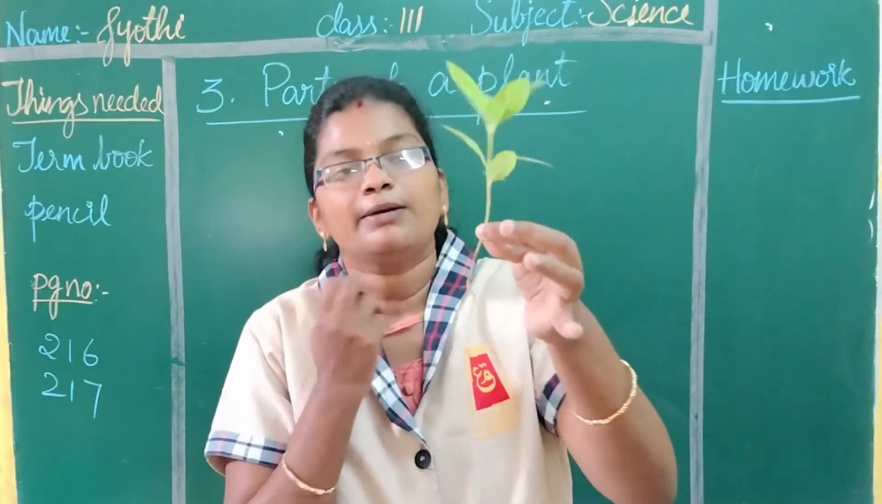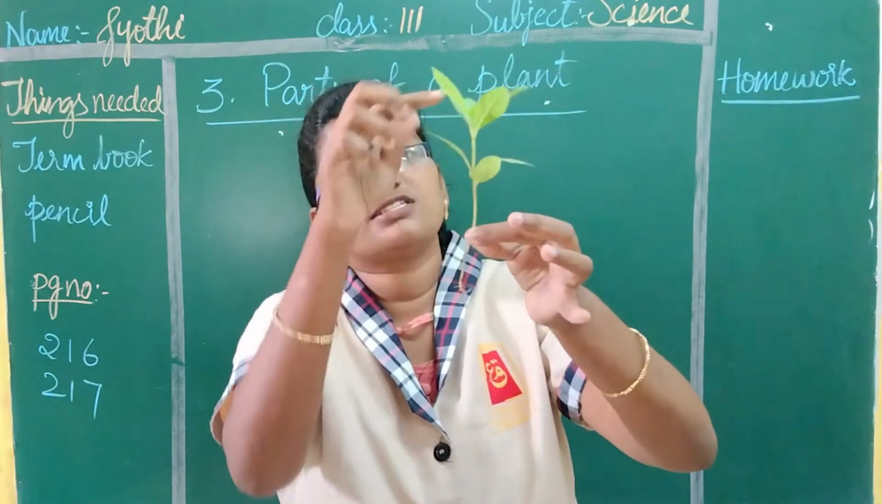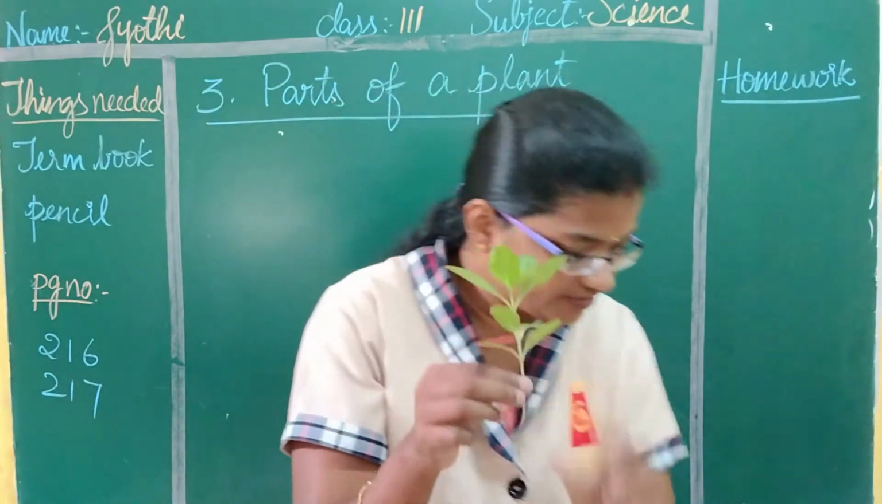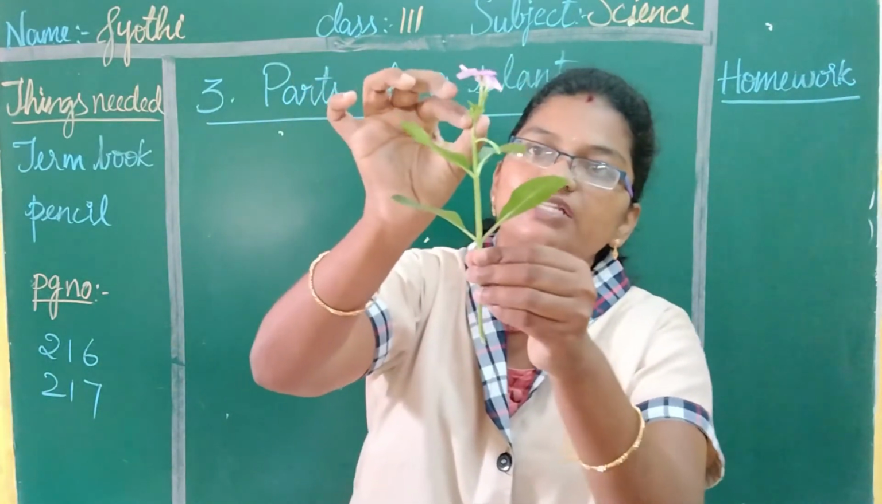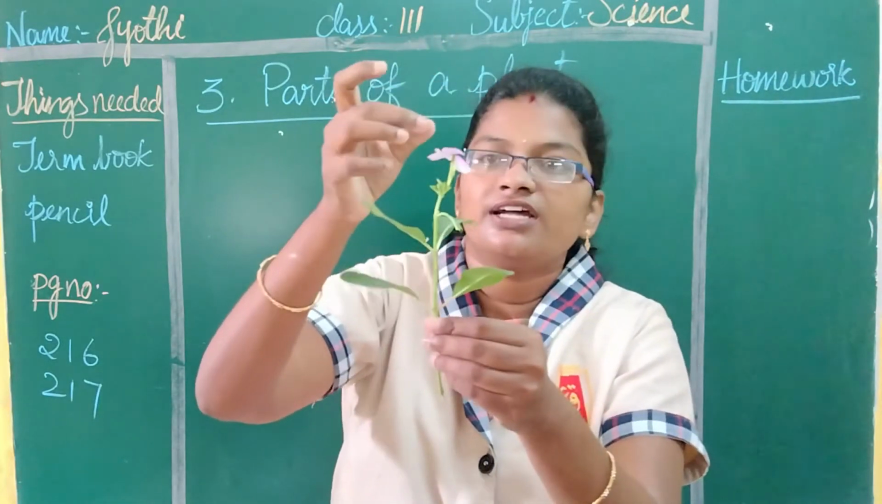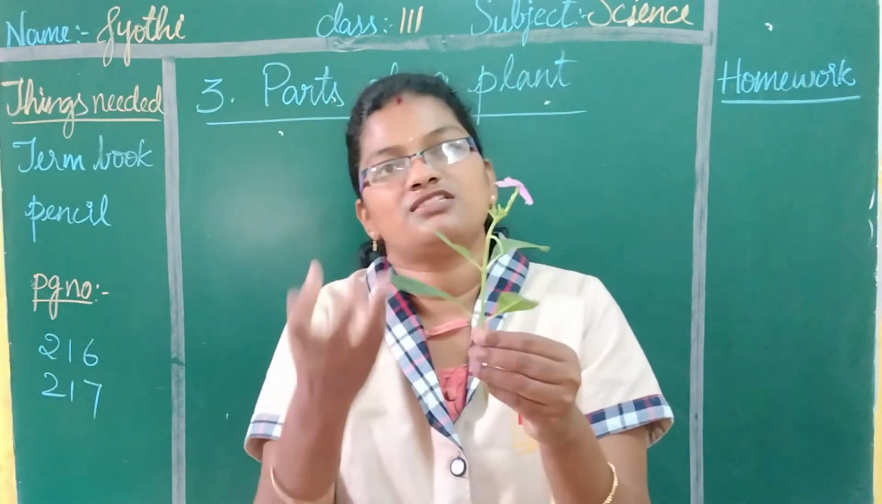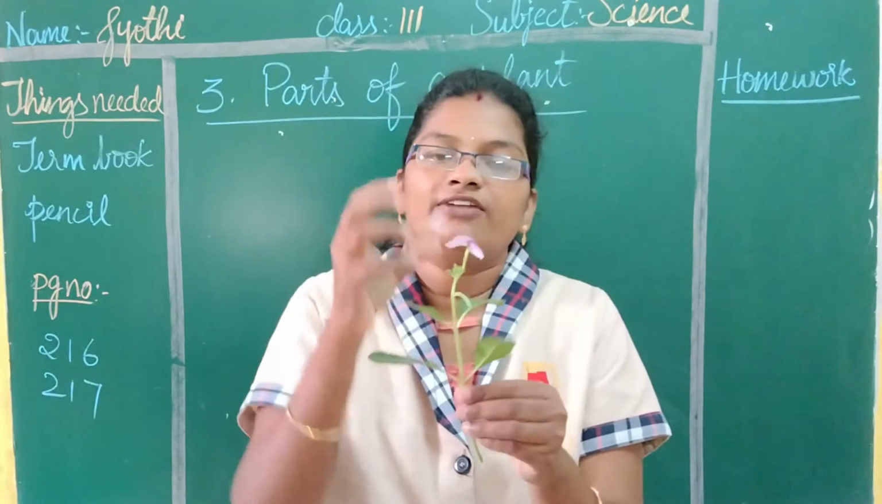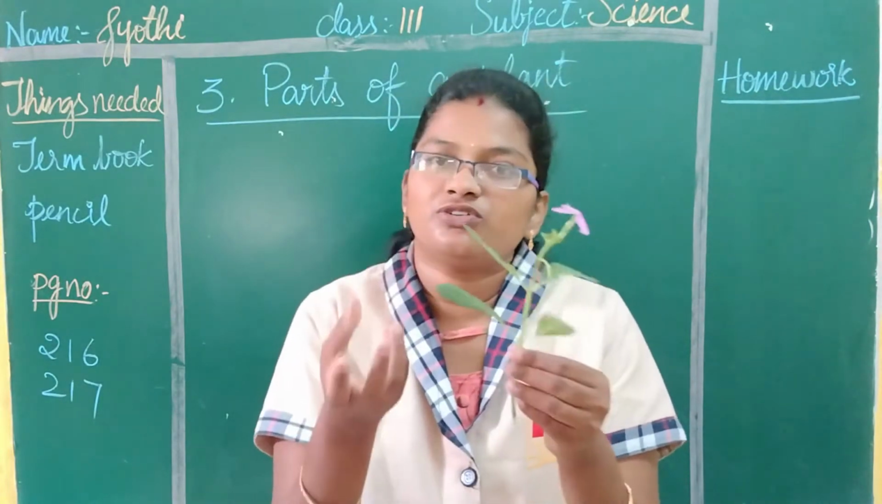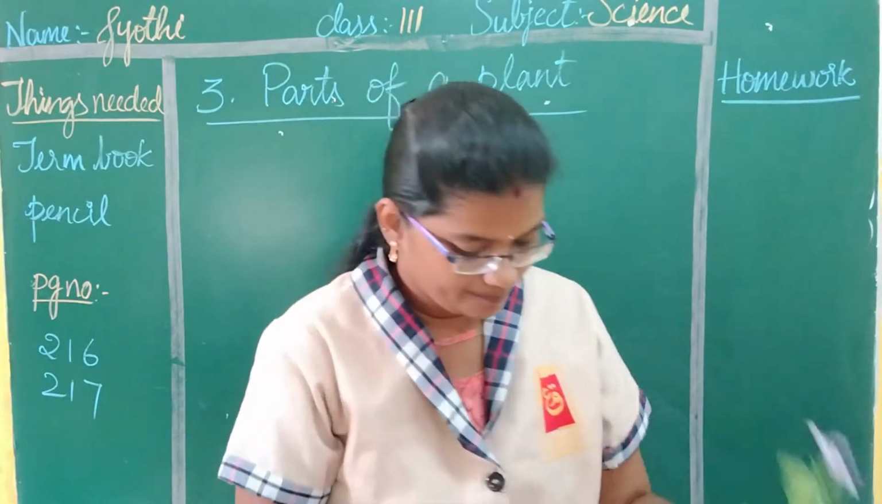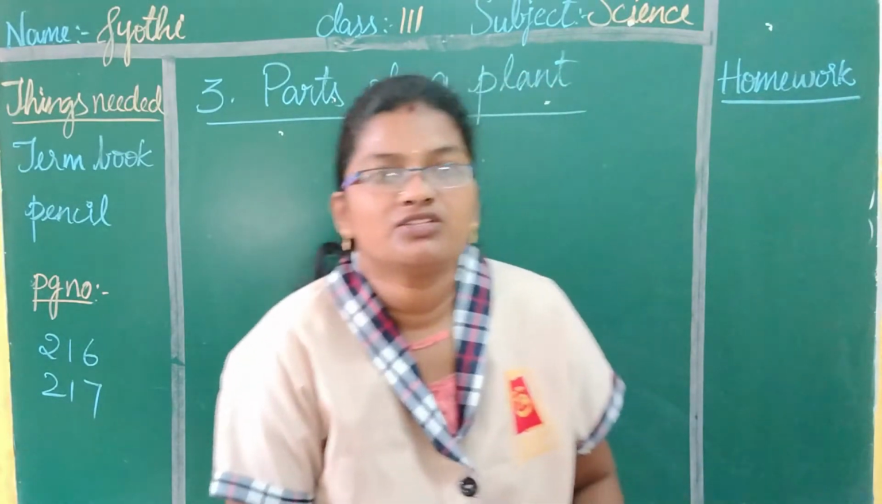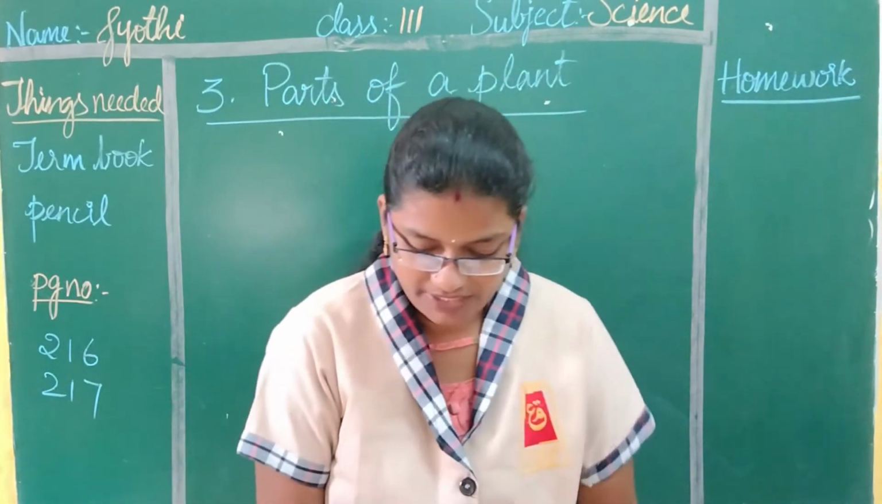So this is the plant. If you see, this is the stem and these are the leaves. And later to those leaves you can see small buds and flowers. Later these flowers change into fruits. In a few plants flowers will change into fruits, but in a few plants flowers remain in the same way. So this is about parts of the plant.